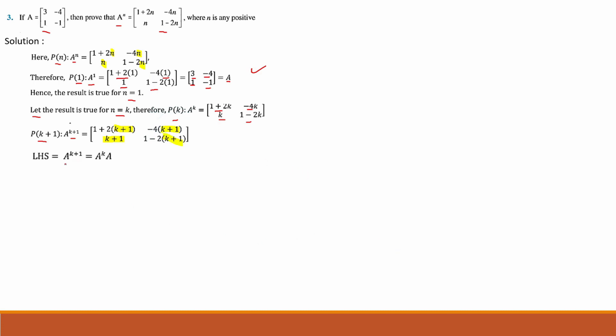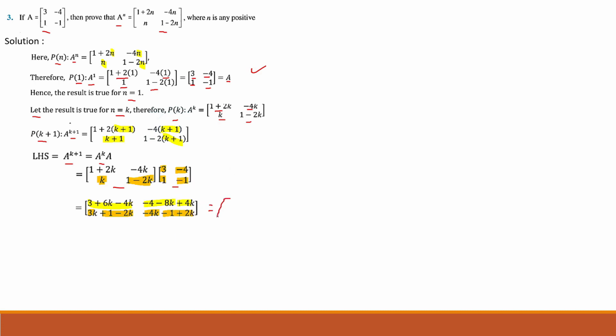Again इसको हम लोग same last sum जैसा लिखेंगे, A raised to k into A, and A raised to k वाला matrix and A matrix हमारे पास है. We'll multiply these two matrix, which is 1 plus 2k into 3, minus 4k into 1, and 1 plus 2k minus 4, plus 4k, k into 3, and 1 minus 2k into 1, k into minus 4, 1 minus 2k, minus 1.